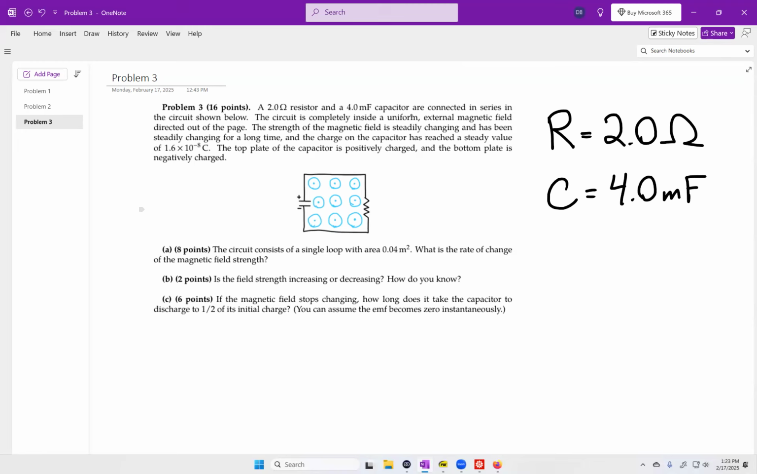And this problem also involves electromagnetic induction. This circuit is inside an external magnetic field, and the field passing through the circuit is changing steadily. The problem says it's been steadily changing for a long time, and the charge on the capacitor has reached a steady value of 1.6 times 10 to the minus 8 coulombs. That's our initial charge. And the problem also tells us, and it's labeled here in the picture, the top plate of the capacitor is positively charged, the bottom plate is negatively charged.